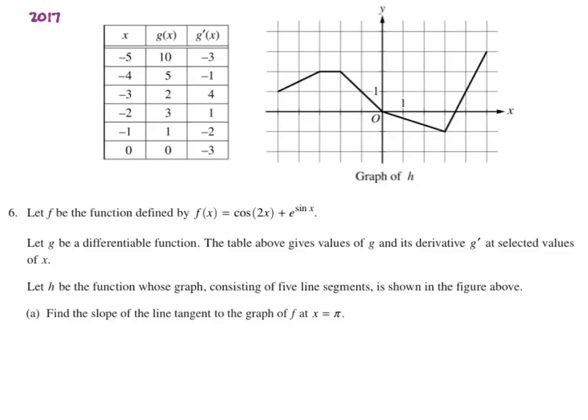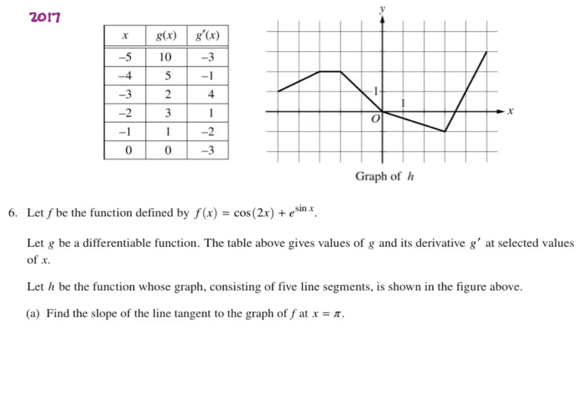Number 6, it says let f be the function defined by f of x given by that equation. We also have g and h given in the table and the graph above. We also have g prime there as well. And for part A, it says find the slope of the line tangent to the graph of f at x equals pi. Well, that's a pretty easy problem. Finding the slope of the tangent line just means find the derivative of f at x equals pi.